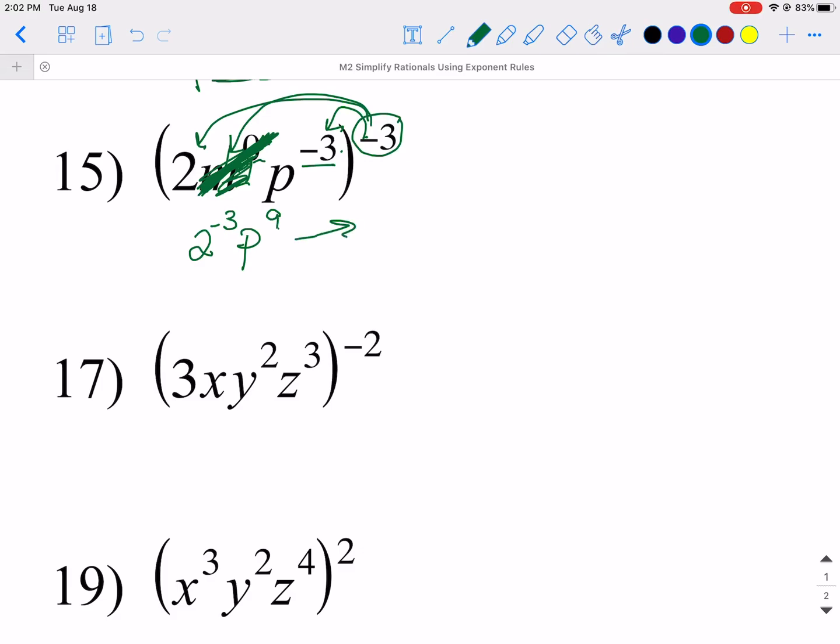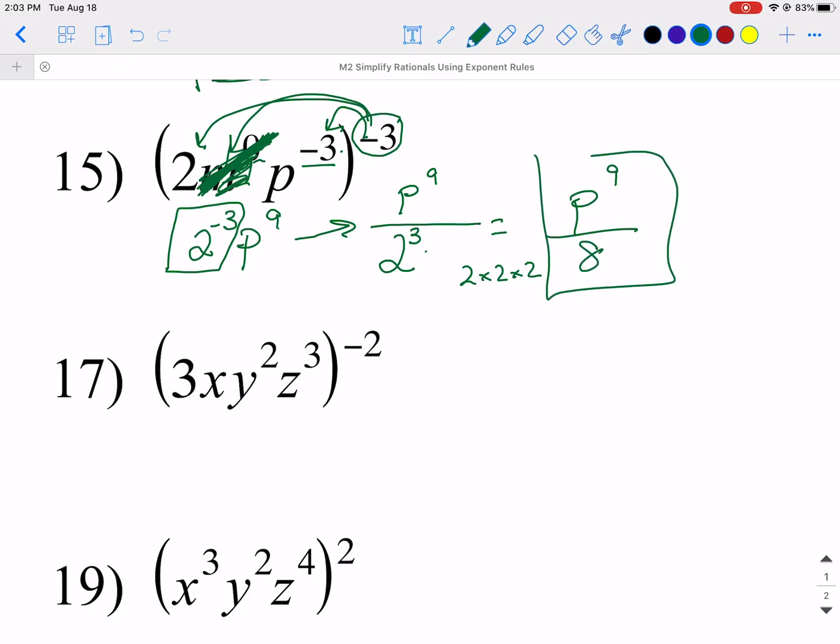So now I'm going to simplify. Can't have that negative. Remember, I recommend you do it this way. I'm just going to put the 2, I drop it to the bottom, and I lose the negative sign. And then up top, I have p to the 9th. Then you can do the final step, p to the 9th, and then 2 cubed, which is 2 times 2 times 2, is 8. So there's your answer for 15.